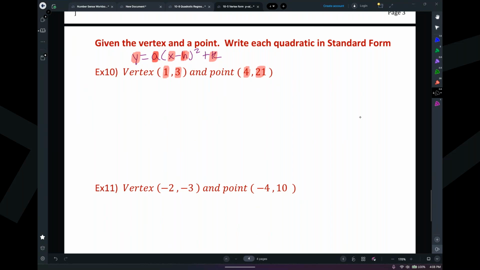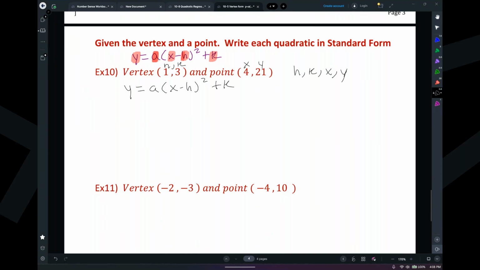So watch this. I'm going to write the equation again. Y equals a times x minus h squared plus k. And then let's look at this information. What is the vertex? Well, the vertex is h, k. So that's h and that's k. And 4 comma 21 is just a point, a random x, y coordinate. So look what we have: h, k, x, and y, which means if we plug them all in, the only thing we're going to have left is the a. And that's really all we're doing. So let's plug these in.